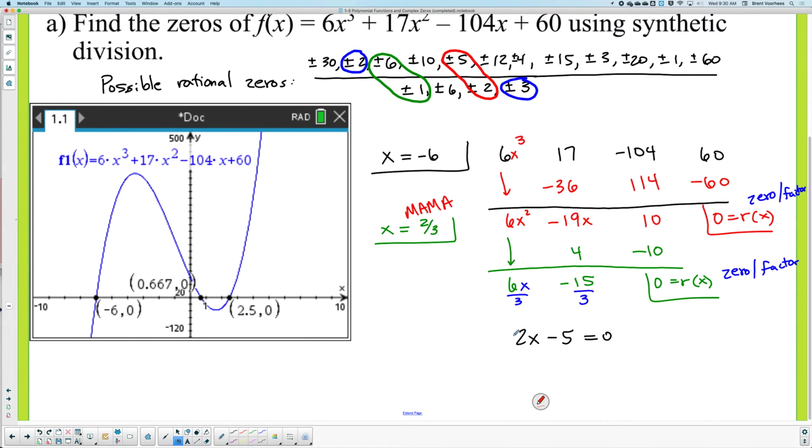What would I do first to get this by itself? I have 2x minus 5. I'm setting it equal to 0. We would add 5 to both sides. And 2x equals 5, divided by 2, x equals 5 halves. So we have our zeros. I'll just write this one over here. 5 halves. x equals 2/3. x equals negative 6. Were those all zeros? Yes, they were. So we found the zeros. And so you can write our final answer all together if we wanted to: negative 6, 2/3, and 5 halves.